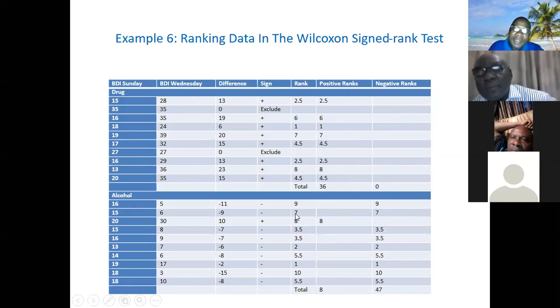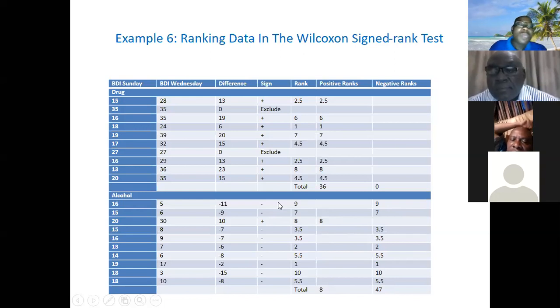Now for alcohol, these are the positive ranks. Only one is positive here. Can you see? It's only one that is positive here, this rank 8. The remaining ones are negative. Now add them together. Look at it, 47.